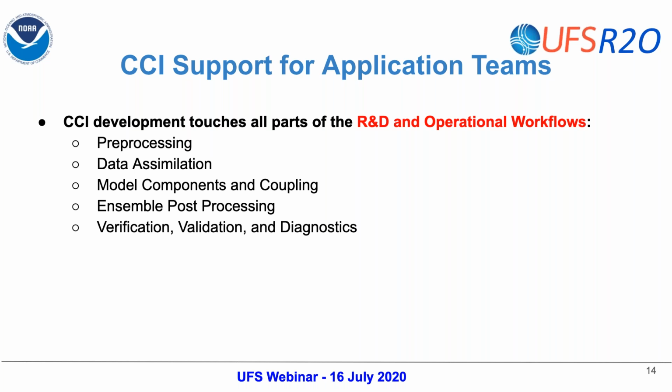Wanted to also emphasize this point that the cross-cutting infrastructure actually has a role in all parts of the research and development and operational workflows. So there's infrastructure for doing pre-processing of input data. There's a huge infrastructure development being spearheaded by JCSDA on data assimilation. We have model components and coupling infrastructure. We have ensemble post-processing, as well as the verification, validation, and diagnostics that I mentioned earlier.